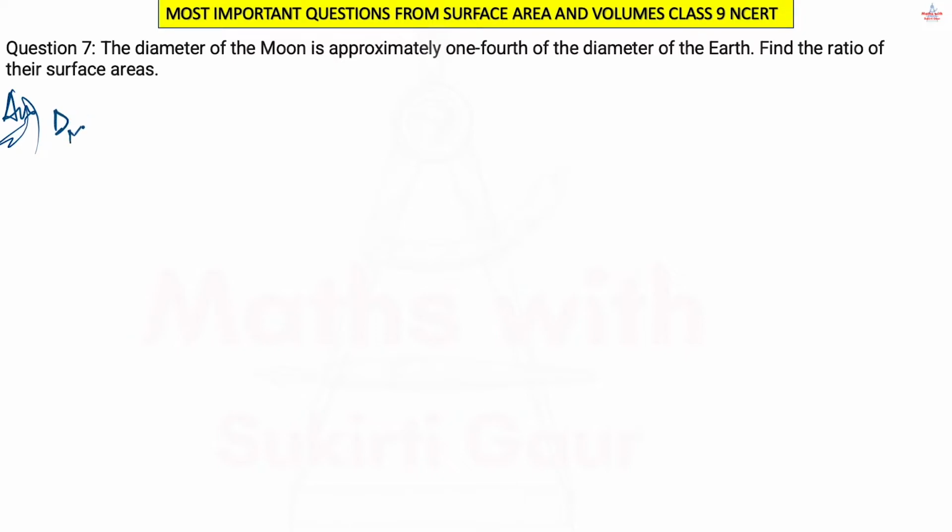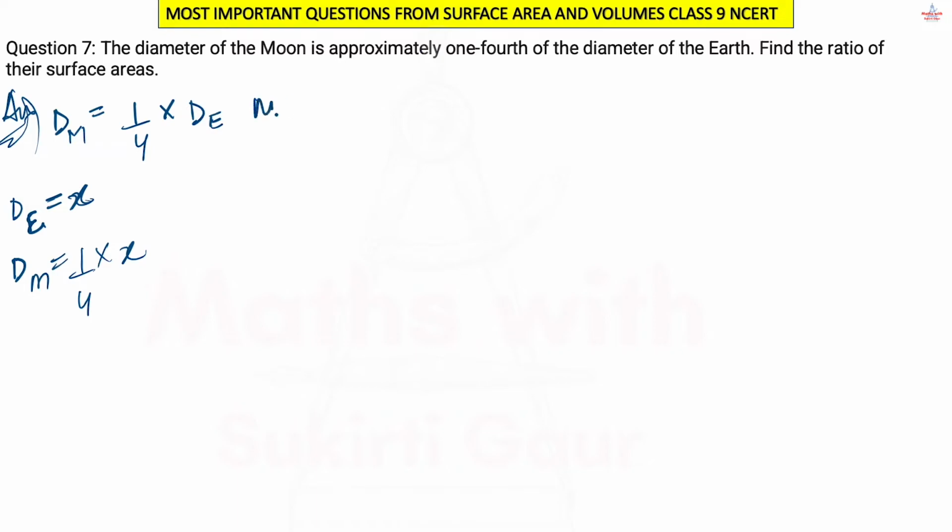Diameter of moon, let us write it as dm, is equal to 1/4 of the diameter of earth. Let us take the diameter of earth as de. Let's suppose de is equal to x units. Okay, so accordingly what will be the dm? Dm is 1/4 of x, right? Find the ratio of their surface areas.